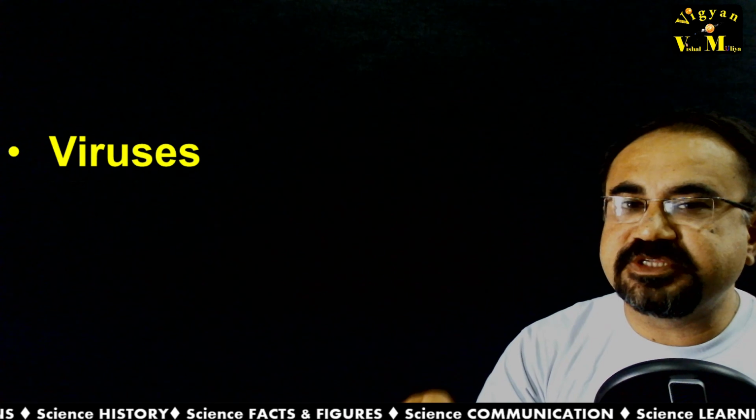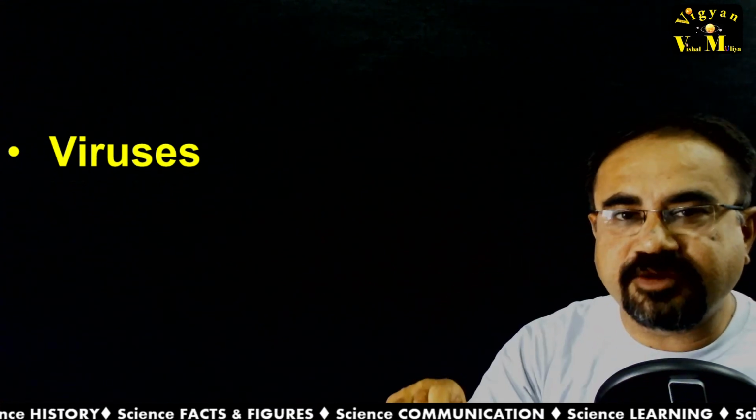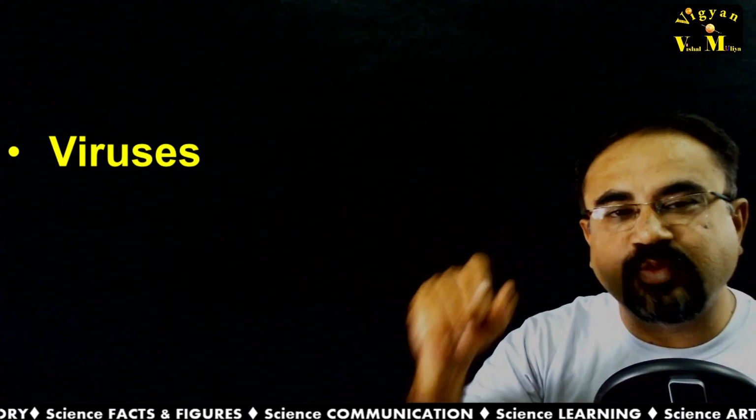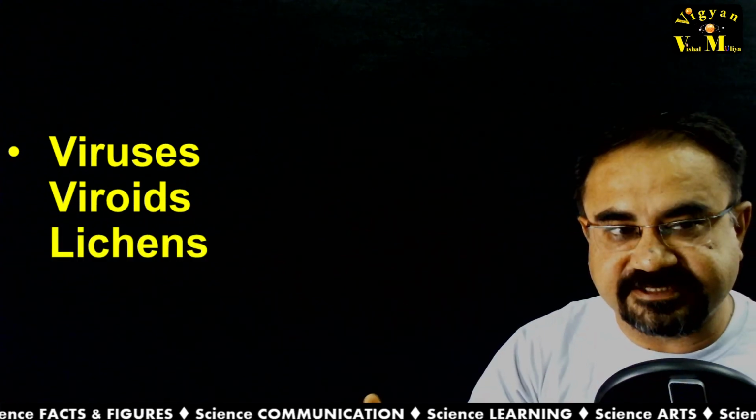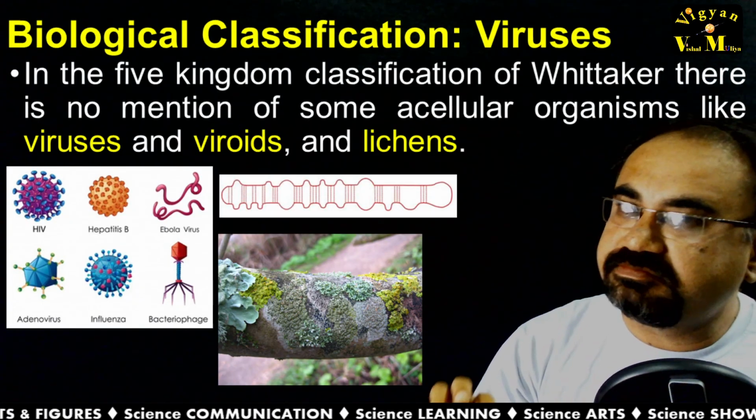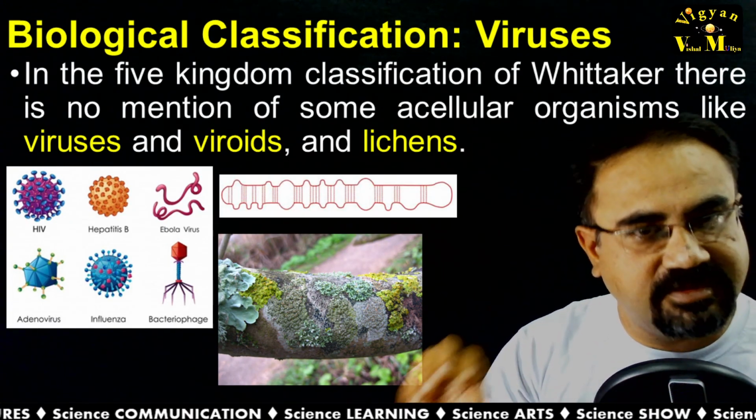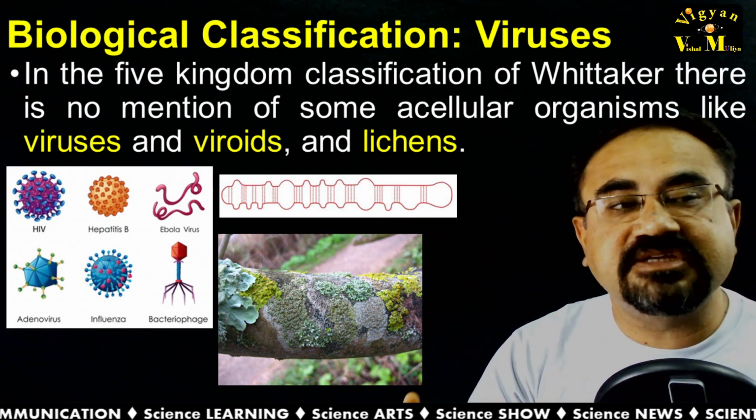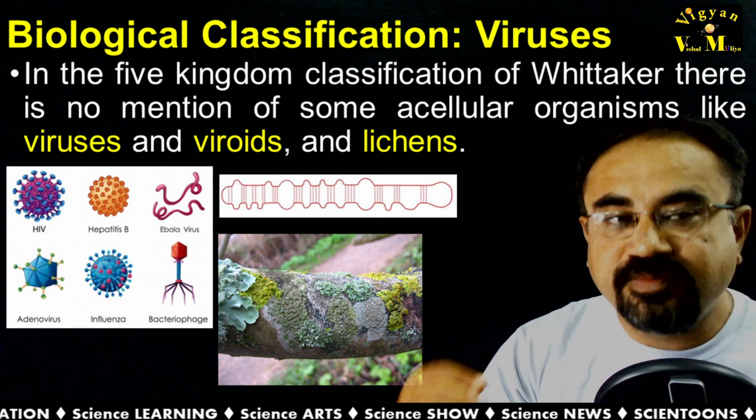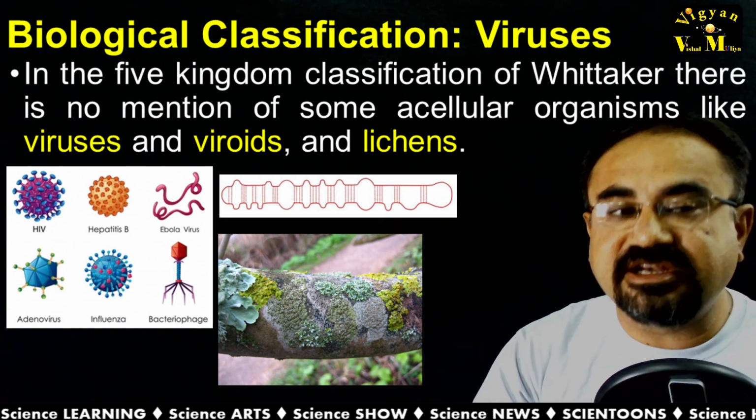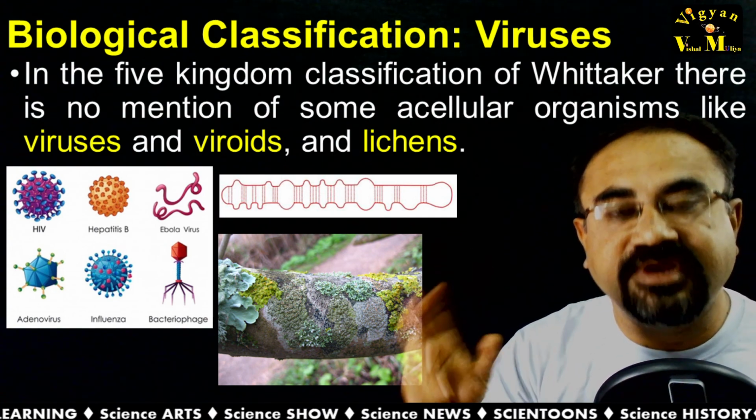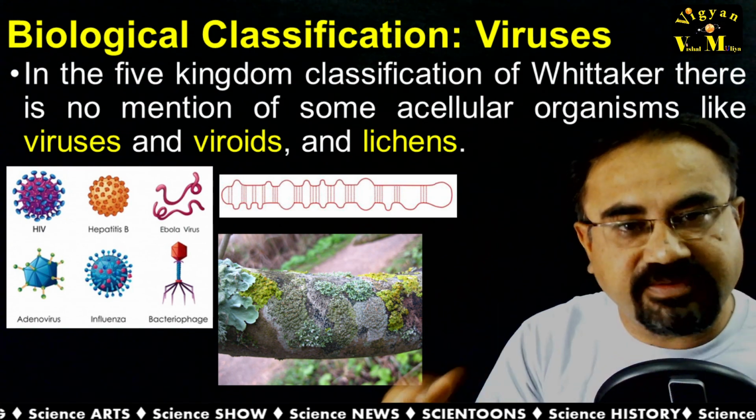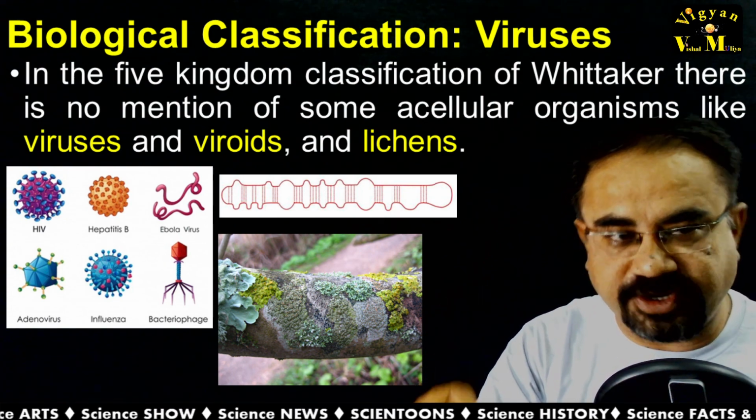Let me go very specifically to the particular part in our textbook, that is virus, viroids and lichens. These are not classified in the Whittaker's classification system because they are acellular organisms, or they have a different form. Let me go through each one in detail.